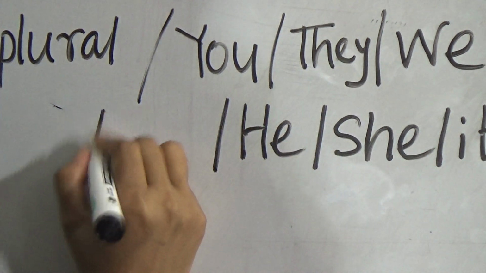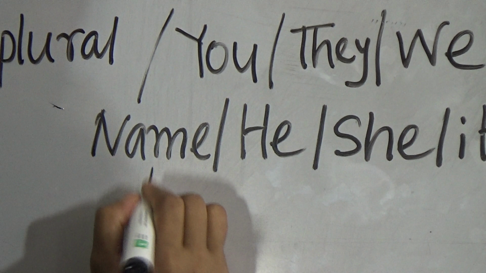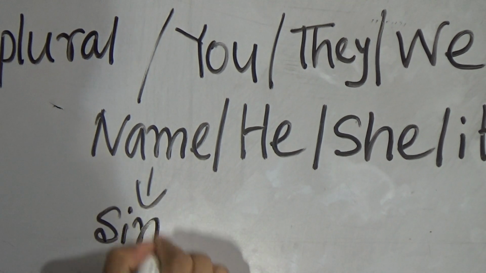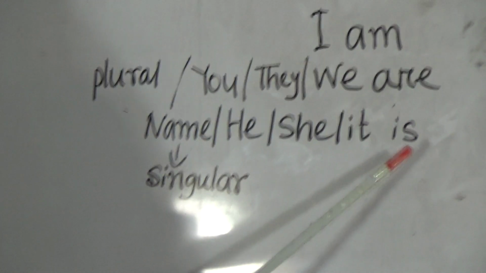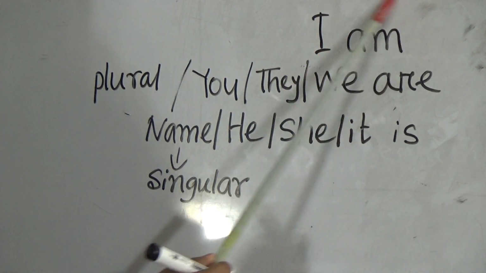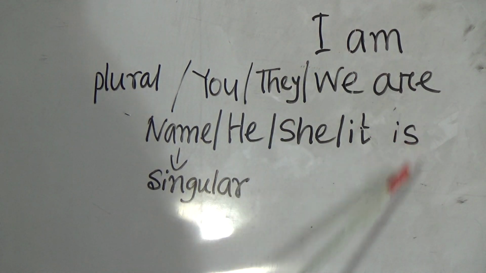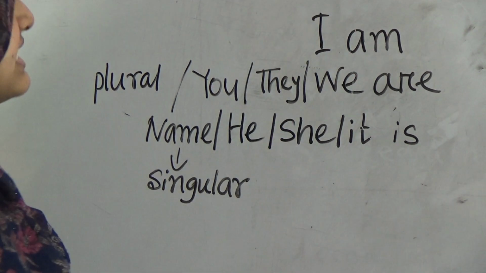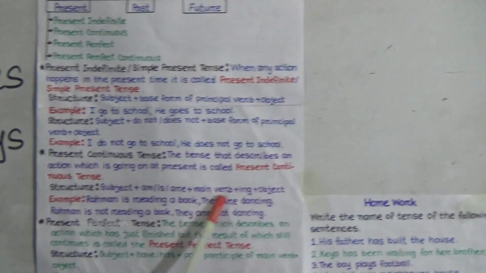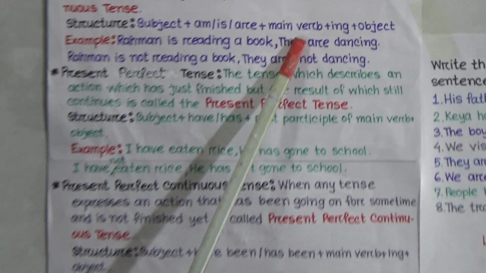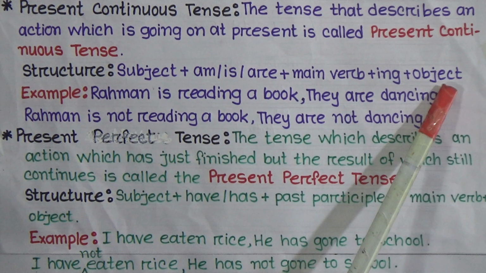If we find any name and it is in singular form, then we have to use is. So you can understand how you have to choose the verb. According to the subject, you have to choose am, is, are for present continuous tense. Subject plus am, is, are. Then you have to use a main verb, and the main verb must be in ing form. Then you have to use the object.